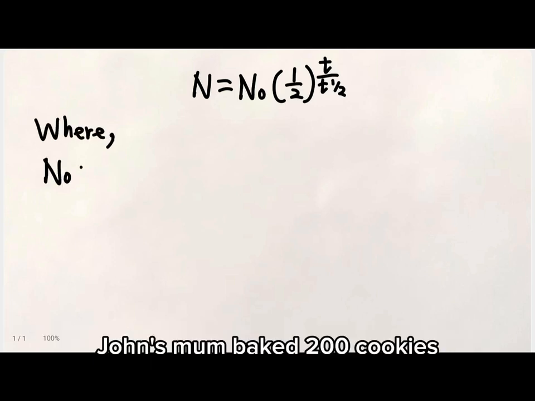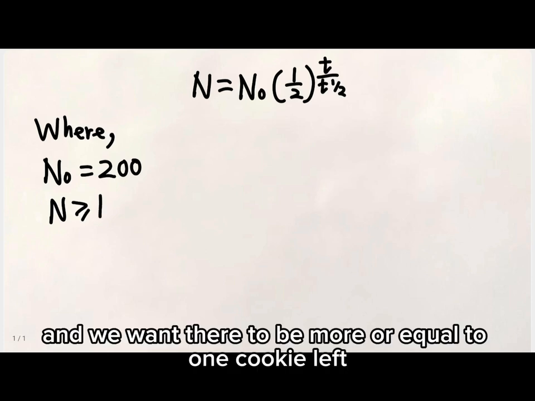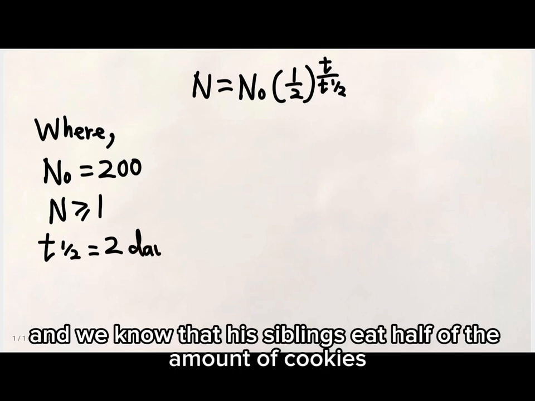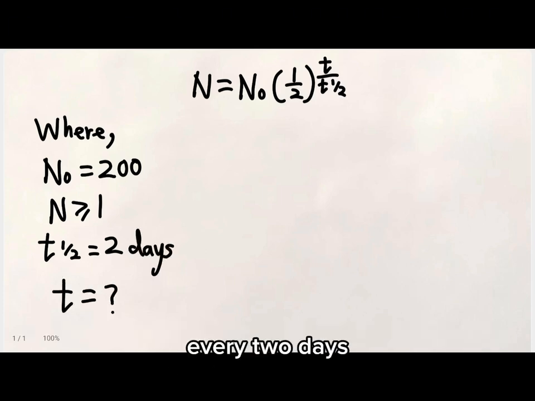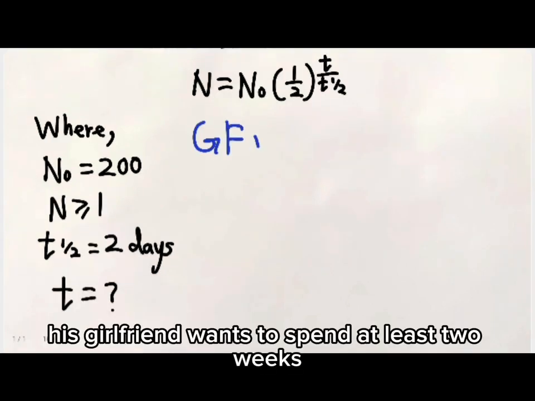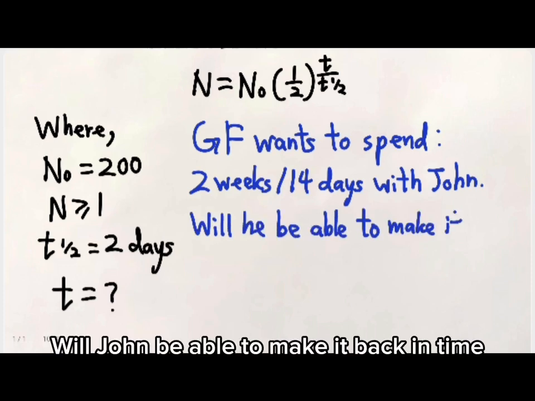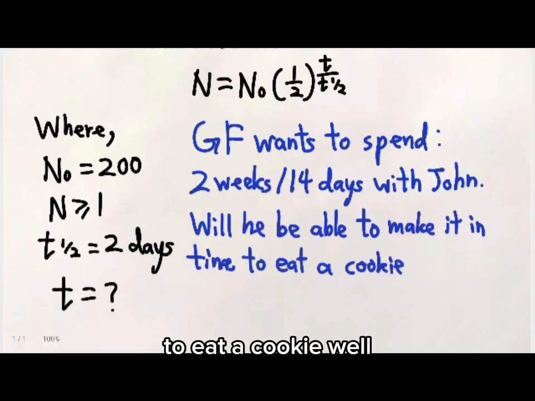First of all, John's mom baked 200 cookies. And we want there to be more than or equal to 1 cookie left so that John can still eat a cookie. And we know that his siblings eat half of the amount of cookies every 2 days. His girlfriend wants to spend at least 2 weeks or 14 days with him on the holiday. Will John be able to make it back in time to eat a cookie?